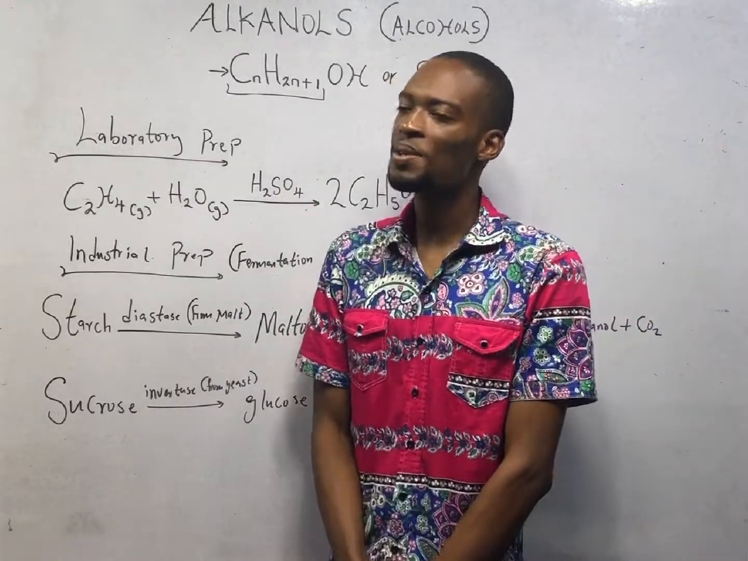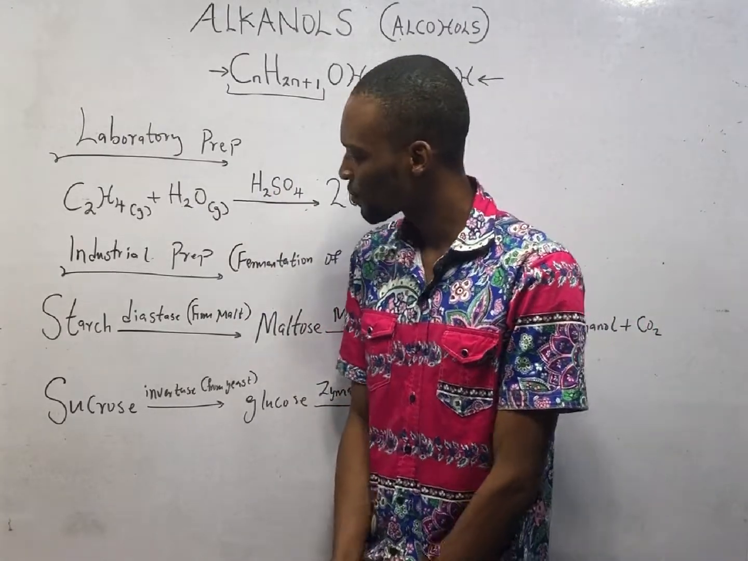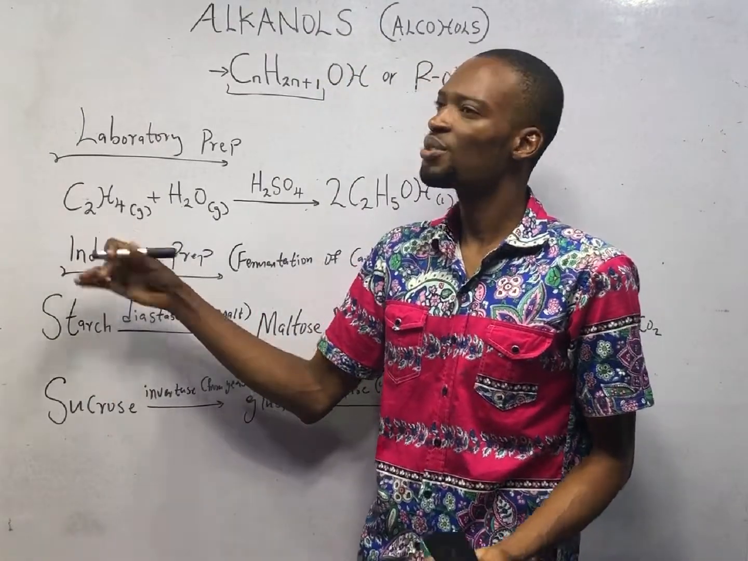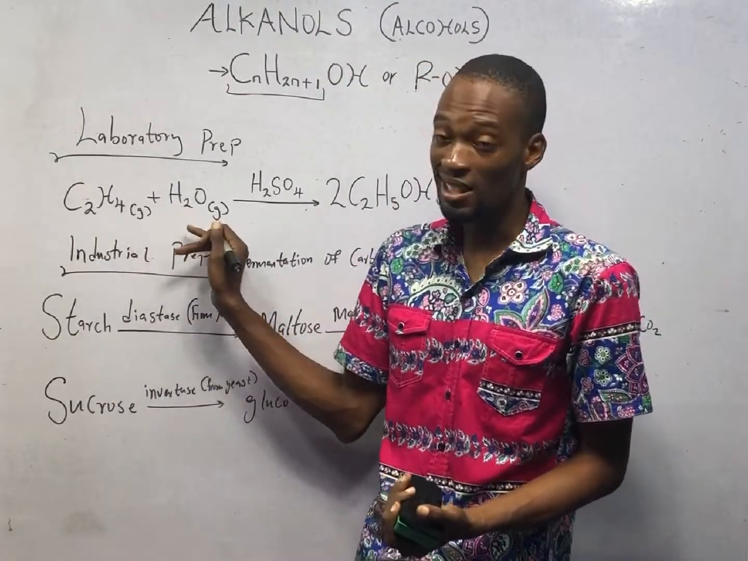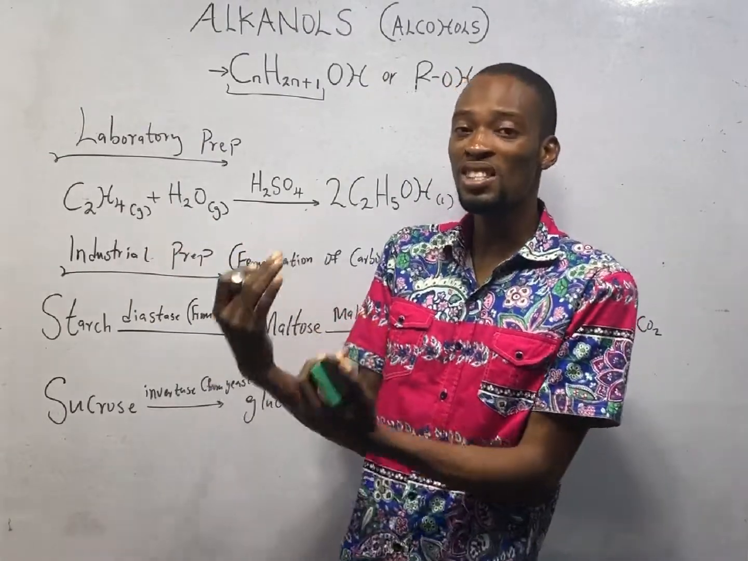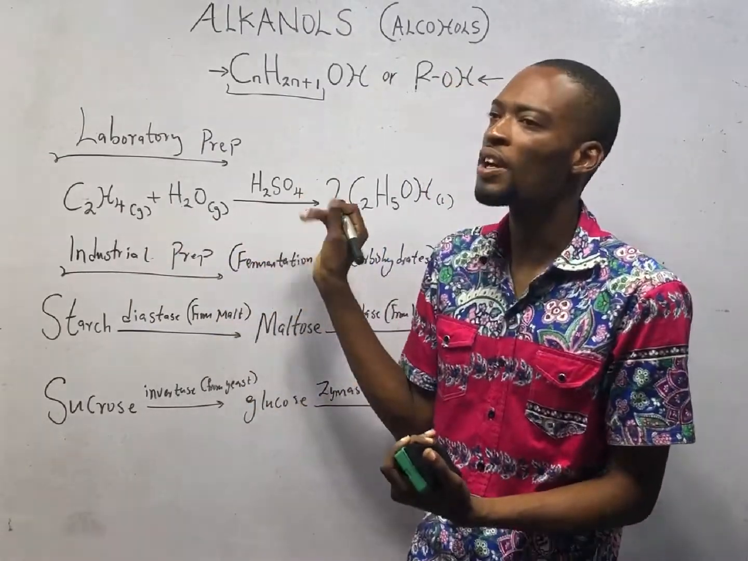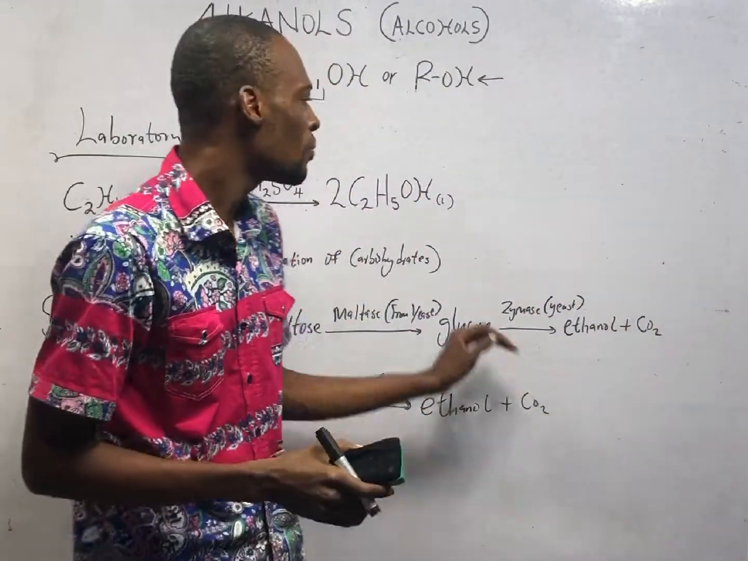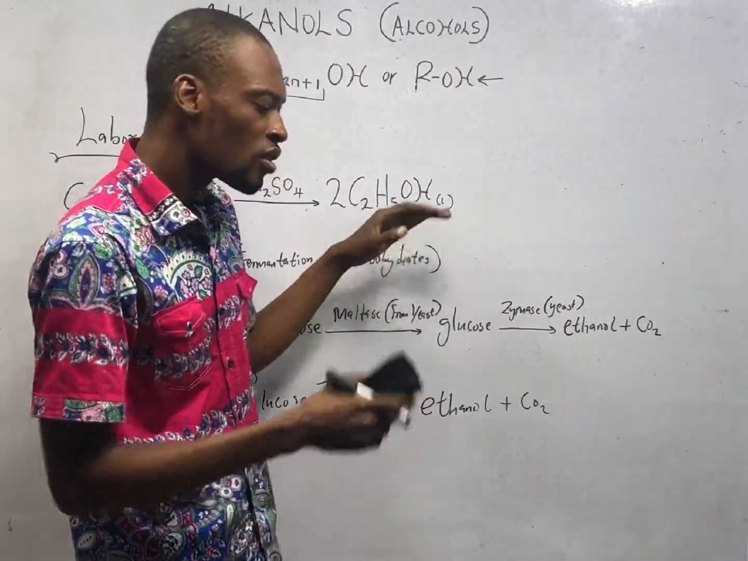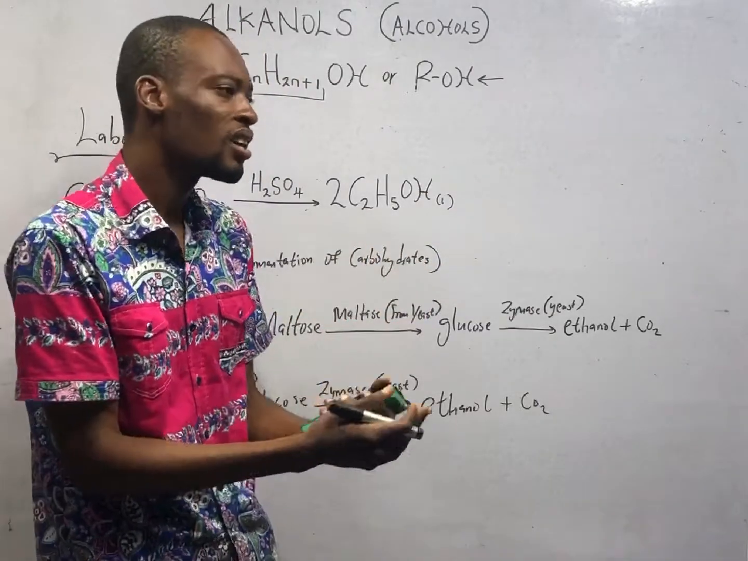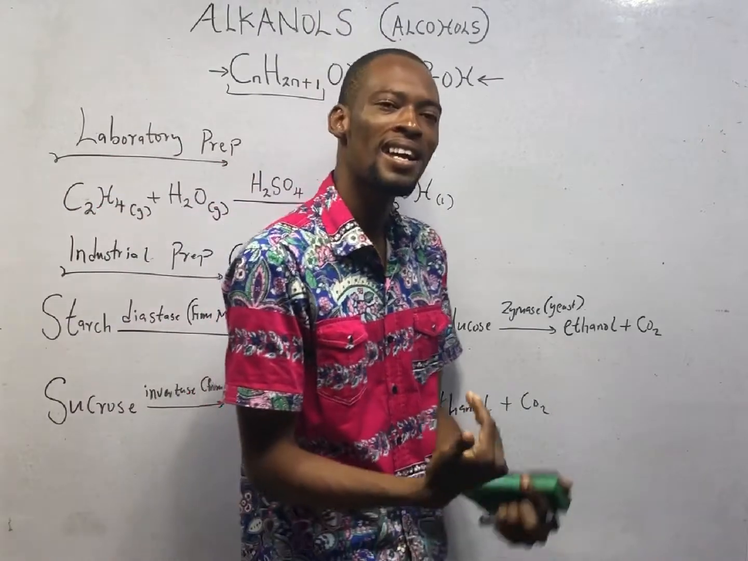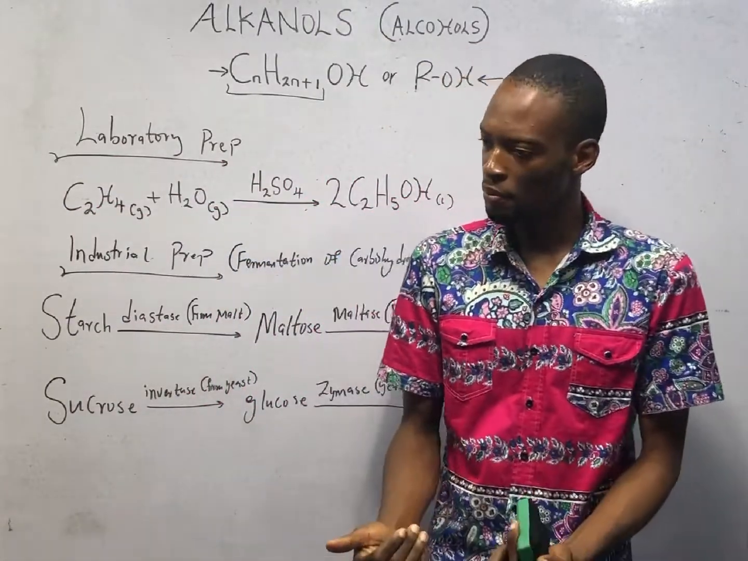H2SO4, tetraoxosulfate(VI) acid. Therefore, when ethene reacts with steam in the presence of H2SO4, we form an alkanol, or we form ethanol. When ethene reacts with water, we form alcohol. That is a way to prepare alcohol in the lab.